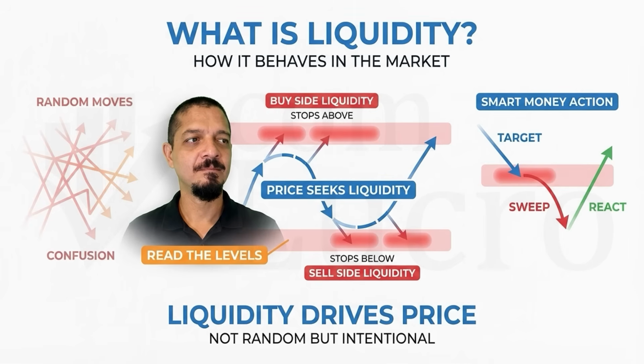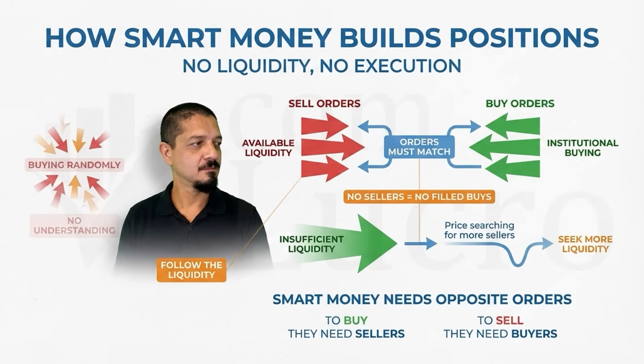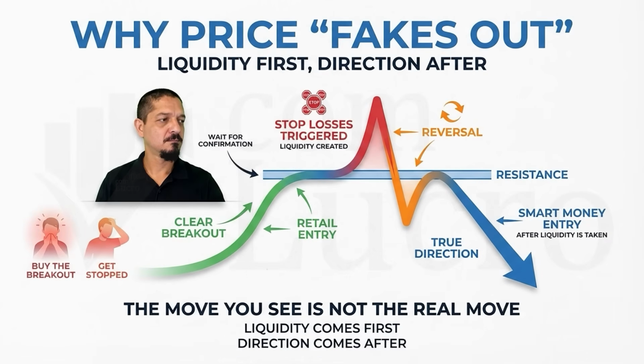Imagine that large financial institutions, often referred to as smart money, are interested in purchasing a currency pair. To execute these large positions, they require a significant number of sellers and corresponding sell orders in the market. Without available sellers, no transactions can take place. Because of this, smart money often needs to trigger the stop-loss orders already present in the market in order to execute their buy or sell positions.